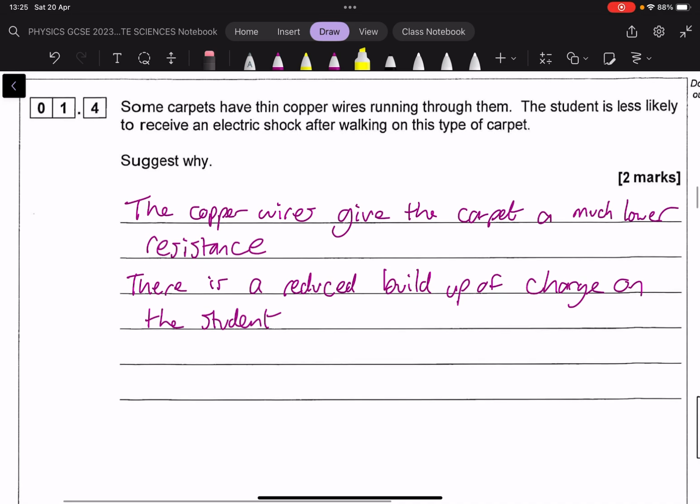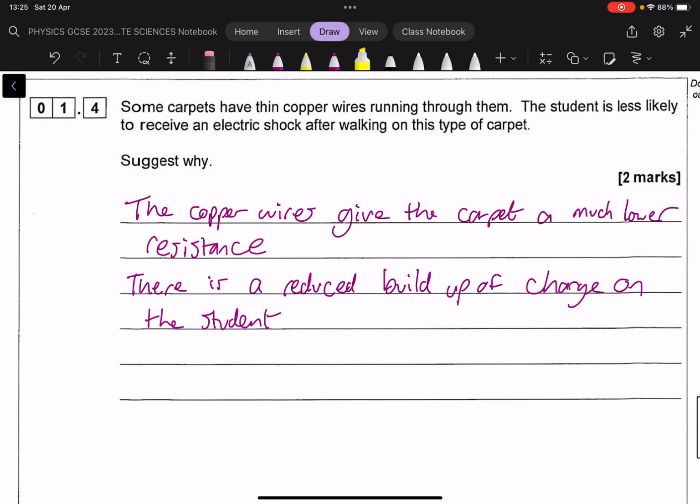If the carpet's got a lower resistance, then as they walk across it, if charge starts to build up due to this friction transferring electrons, if the carpet's a good conductor, if it's got a low resistance, then it's easier for that charge to leak away. So there'll be a reduced build-up of charge.